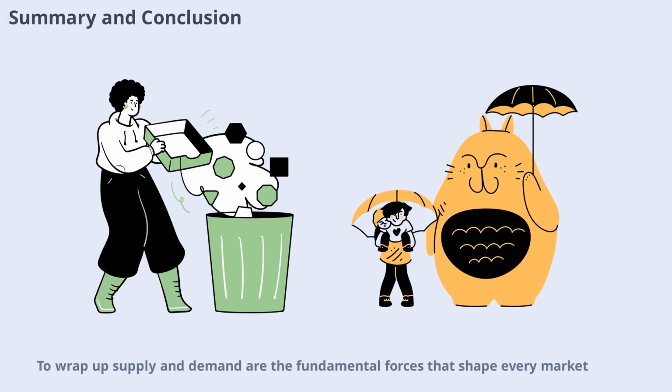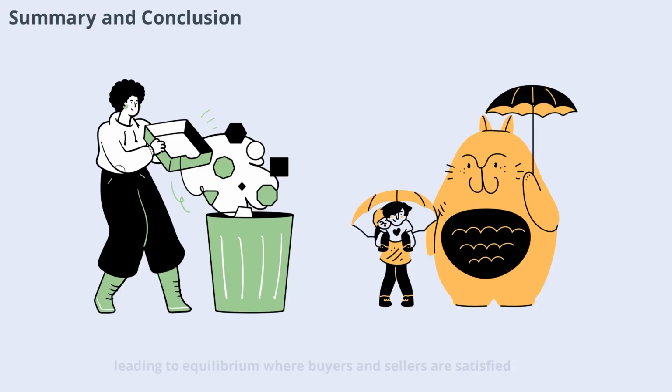Wrap up: supply and demand are the fundamental forces that shape every market. They interact to determine prices and quantities, leading to equilibrium where buyers and sellers are satisfied. Shifts in supply or demand, government policies, and real-world complexities all influence this balance. By understanding these concepts, you're better equipped to make sense of the economic world around you.